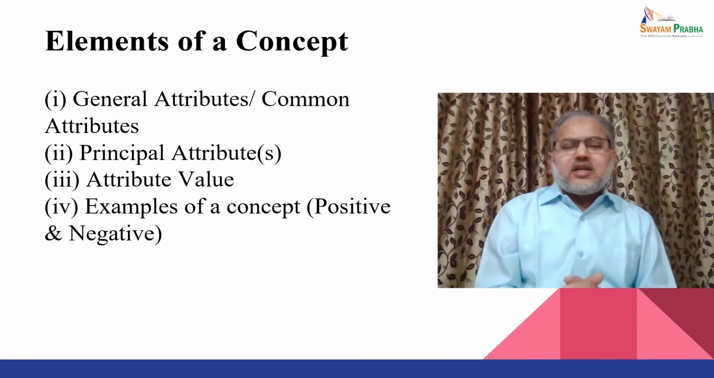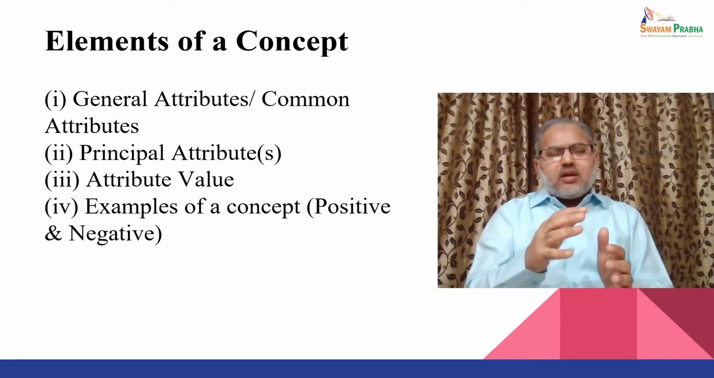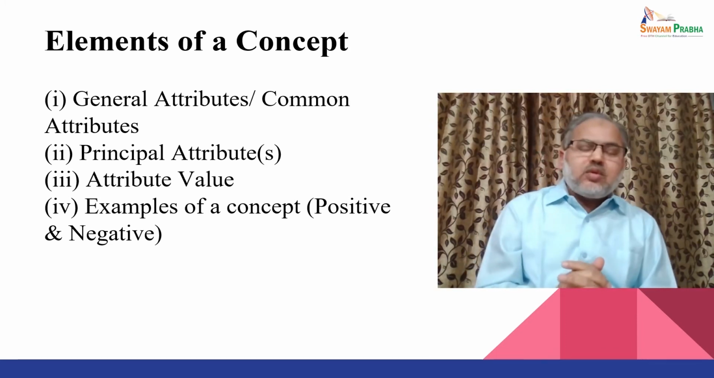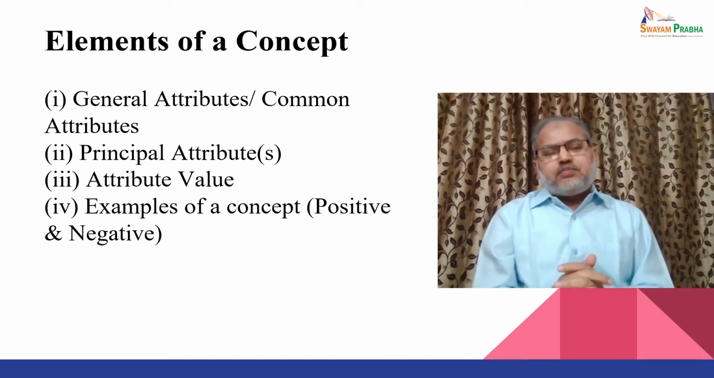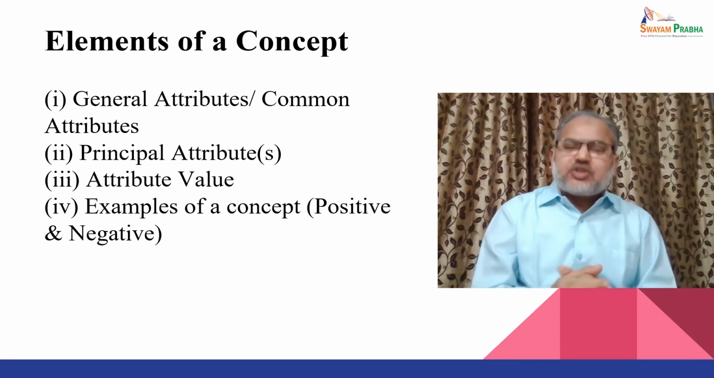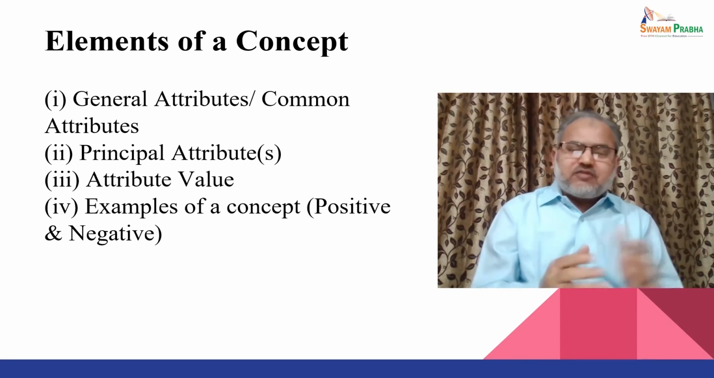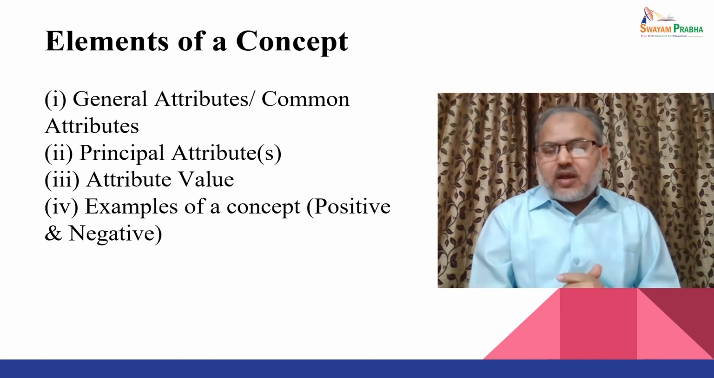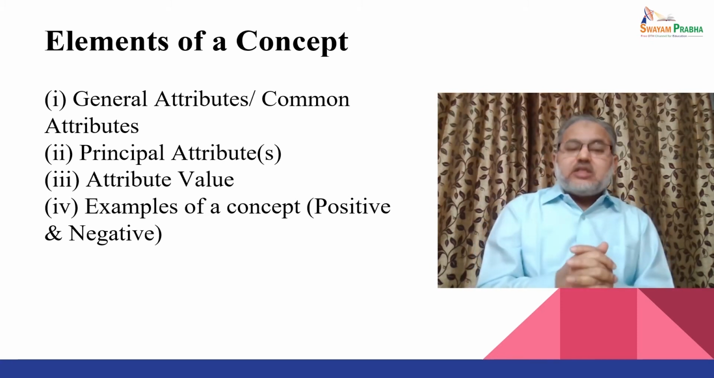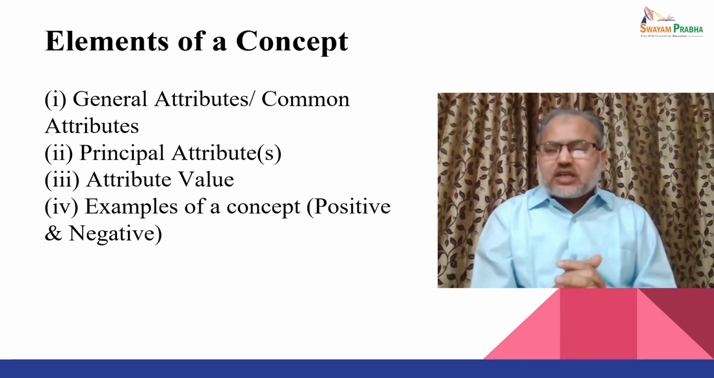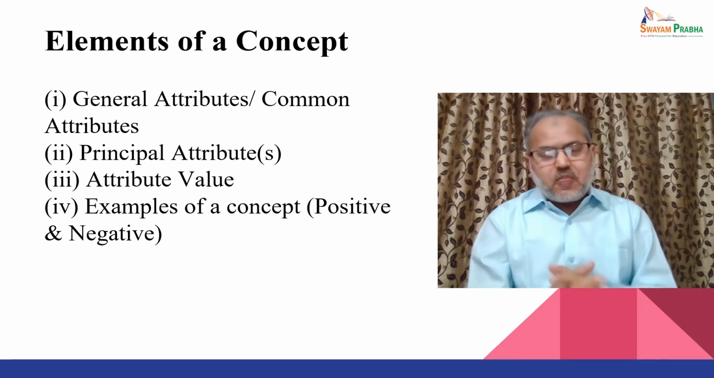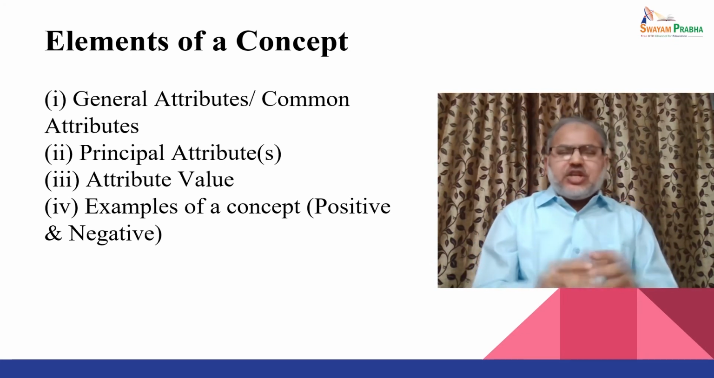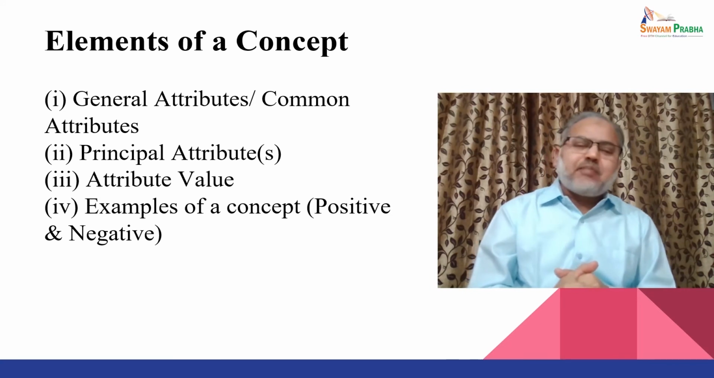Third, for each and every attribute there is some value attached to it, and that is called attribute value. For example, the pH value of any chemical substance may have some value attached to it, and this value of pH describes the nature of that particular object. If it is 7, it is neutral. If it is less than 7, it is acidic in nature, and if it is more than 7, it is basic in nature. And the fourth important element is that each and every concept has some examples.